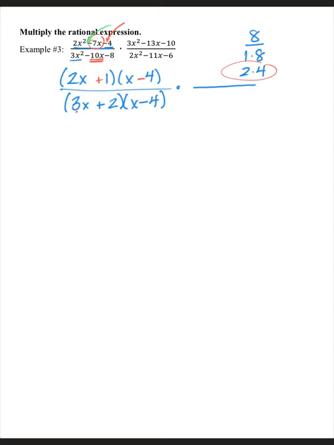I didn't leave myself very much space there. Well, that's not going to stop me from factoring. Let's look at this trinomial. I know that the value in the first term, again, is going to be 3x and 1x because 3 is prime. So 3x and 1x. I'm going to have to squeeze it in here.